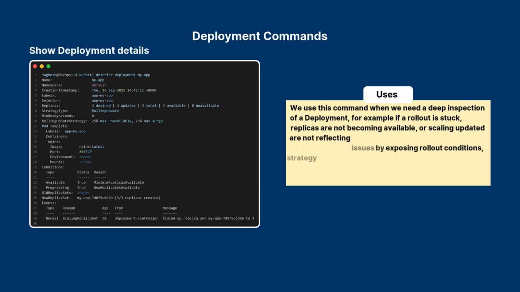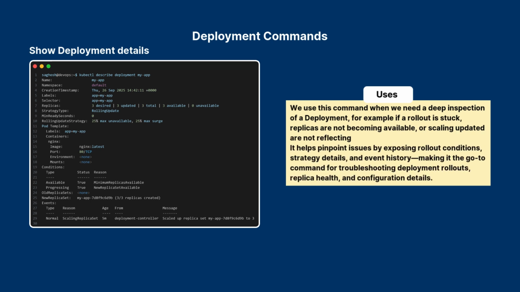We use this command when we need a deep inspection of a deployment. For example, if a rollout is stuck, replicas are not becoming available, or scaling updates are not reflecting. It helps pinpoint issues by exposing rollout conditions, strategy details, and event history, making it the go-to command for troubleshooting deployment rollouts, replica health, and configuration details.